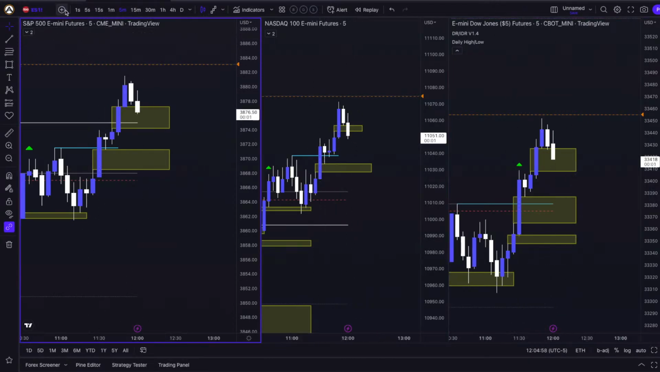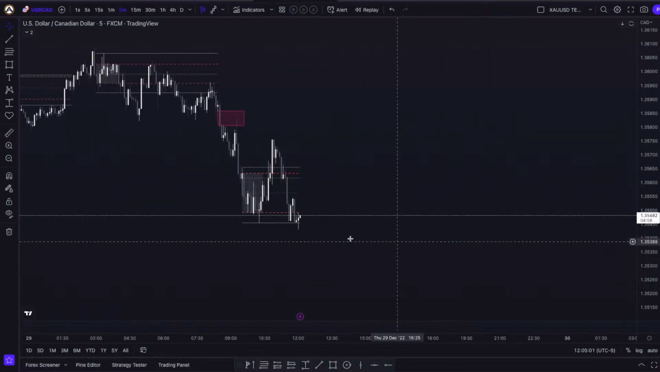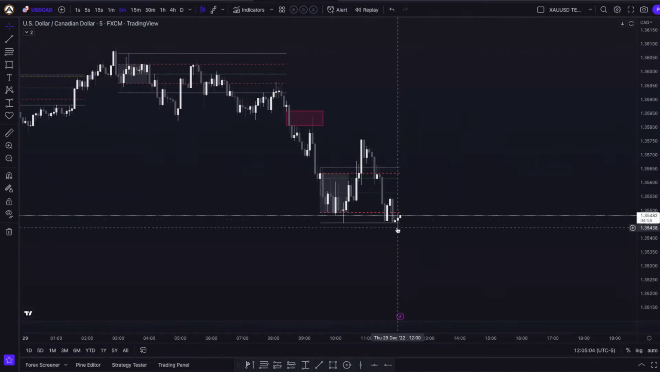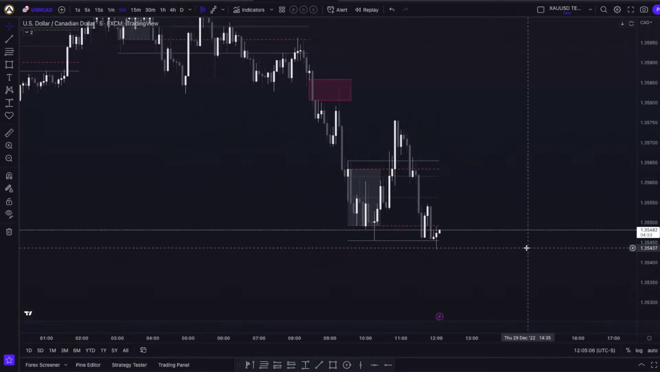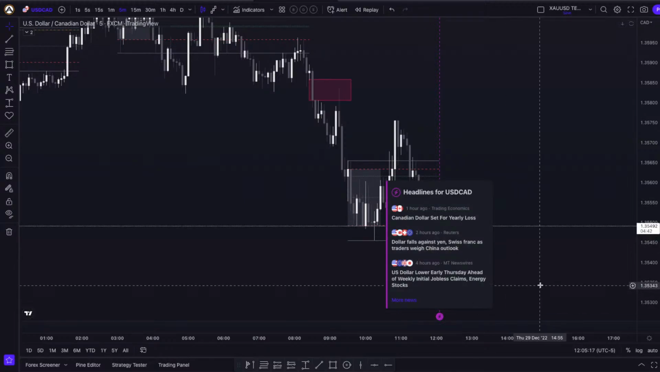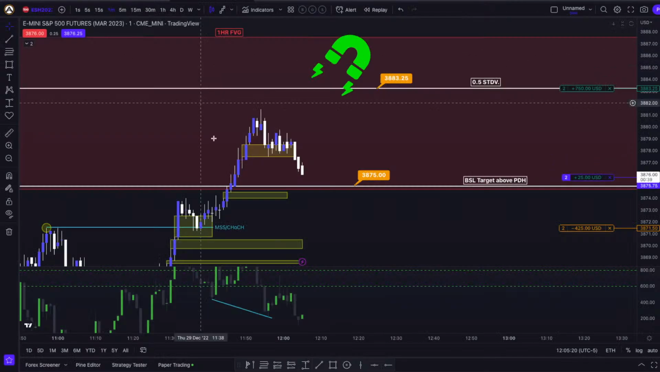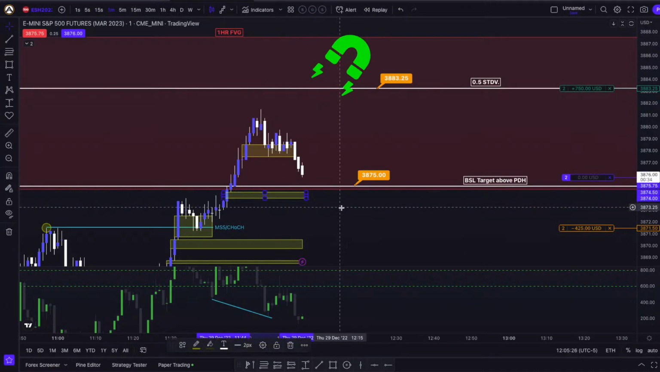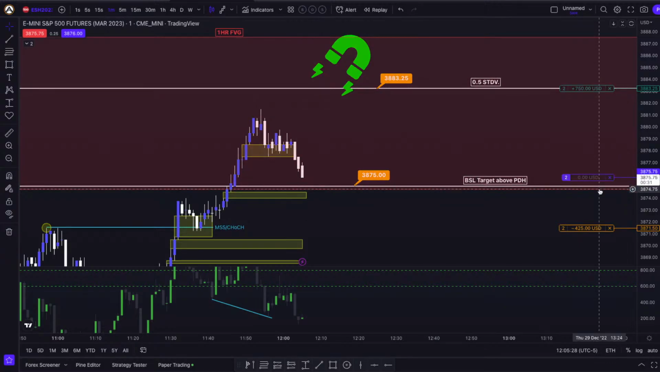All right. USD CAD bounce. We actually did not close below the DR low, so we will see. Even though the low has been violated with this wick, we will have to wait and see. Set for yearly lows, dollar force against yen, Swiss franc, Australia, sway, China outlook. Yeah, not really interesting. Continuing to pull back. We've got our 1 minute fair value gaps ready. Maybe retesting our previous day high. This would be a nice level to look at.